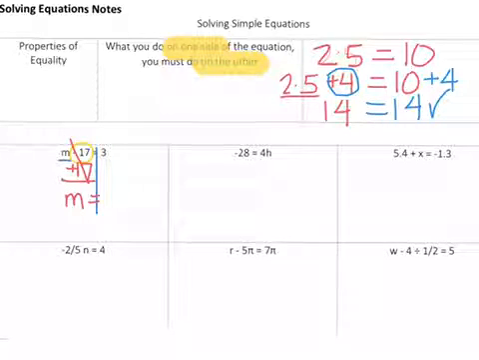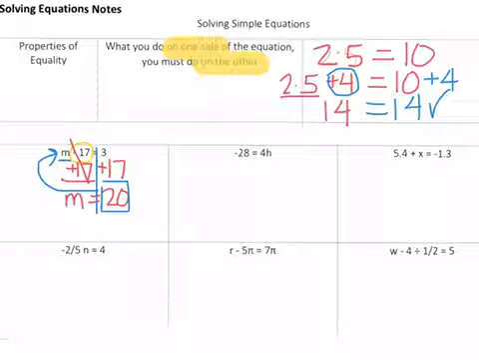Now, using the properties of equality, I added 17 on the left side, so I must do it on the right side. So when I add 17 over there, it becomes 3 plus 17, and that's 20. These are really good equations because you can check your answer. So if I have that m is equal to 20, I'm going to plug it in to my equation. Instead of m minus 17, I have 20 minus 17. When you do the subtraction, you find out that 3 is your answer, and you know that your answer is correct. M does equal 20.